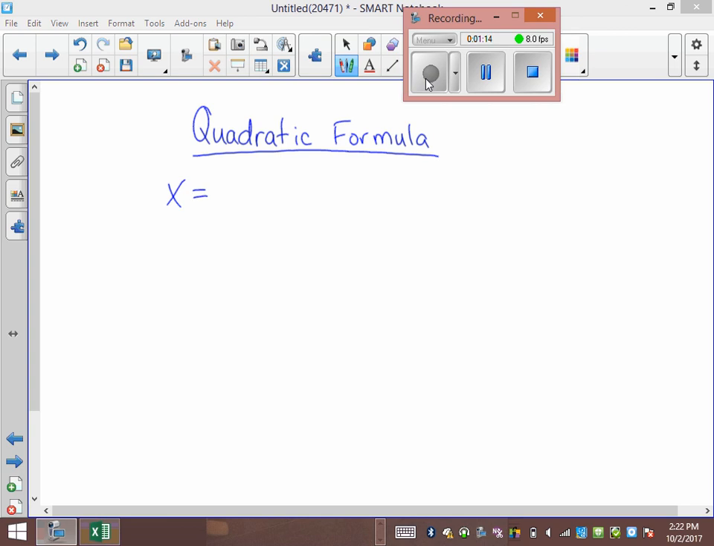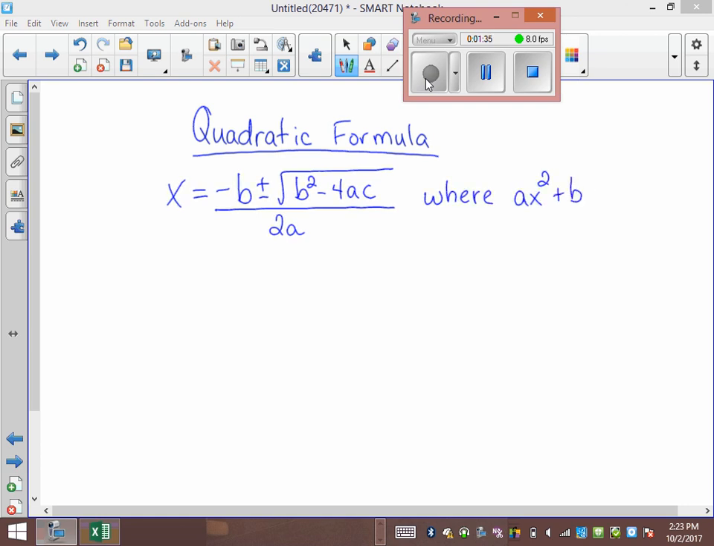x equals negative b plus or minus the square root of b squared minus 4ac, the whole thing over 2a. And then they say where ax squared plus bx plus c equals 0. So your quadratic needs to be in that form.